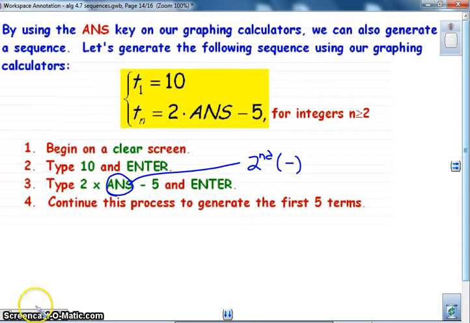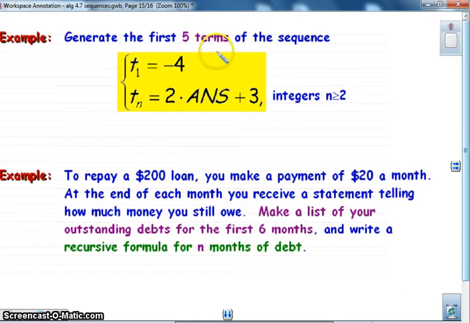And if you don't have a graphing calculator, we will do this in class tomorrow. With your graphing calculator, we'll do that in class. But what if you didn't have a graphing calculator and you just wanted to do this? If t1 is -4, and the rule is 2 times the answer plus 3. If we wanted to look at that sequence, remember to get term 2, we know what term 1 is. Term 2 is actually going to be equal to 2 times the answer, which is our -4, our previous term. So this is like saying t to the n minus 1, and now we're going to add 3. So we have -8 plus 3, which is going to give us our next number in our sequence.